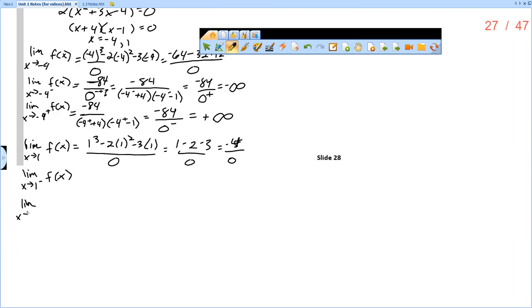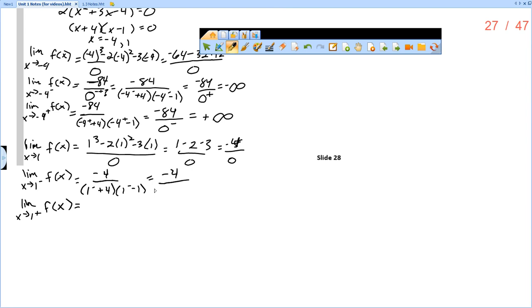All right, limit as x approaches 1 from the right of f of x. All right, and so now I have, once again, the numerator is going to be -4, right? I'm approaching that no matter what. All right, denominator. So once again, if I take the 1 from the left plus 4, and then 1 from the left minus 1. All right, so I have -4 over. 1 from the left plus 4, that's a positive number, right? That's +5.